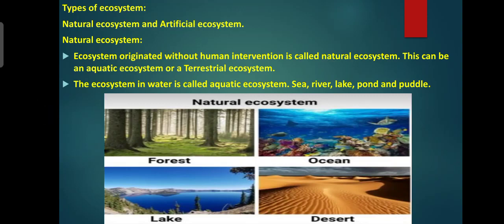Now move on, natural ecosystem. There are ecosystems which develop in nature without human support. Natural ecosystems are of two types, terrestrial and aquatic ecosystem. Terrestrial ecosystems occur over land. There are three major types: desert, grassland and forest. Aquatic ecosystems are found in water bodies, for example pond, lake and river.